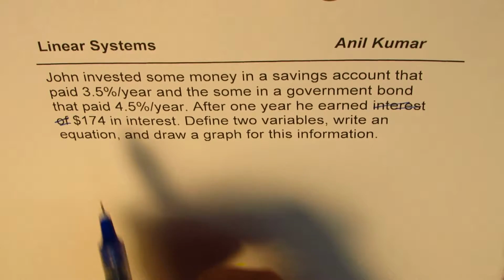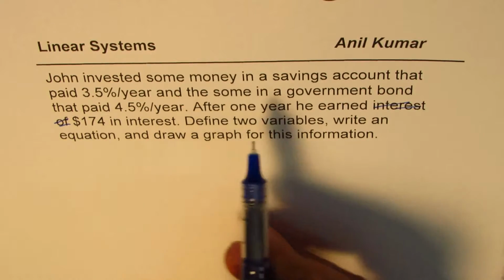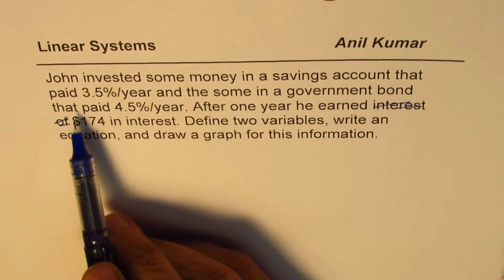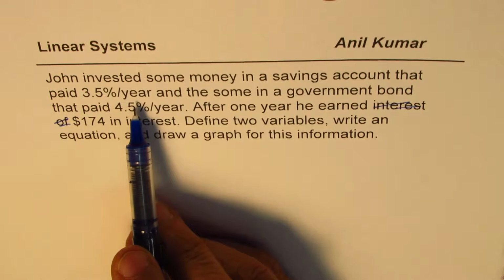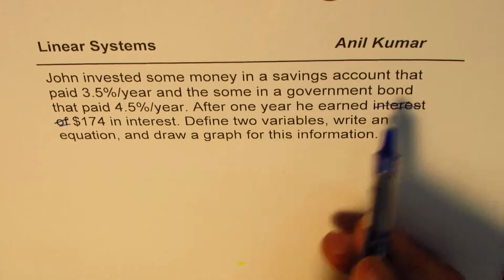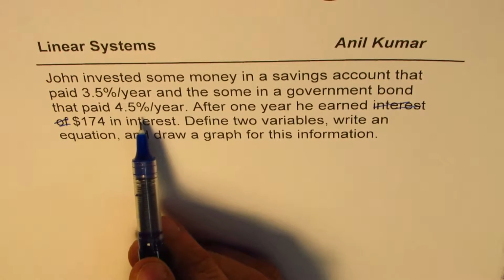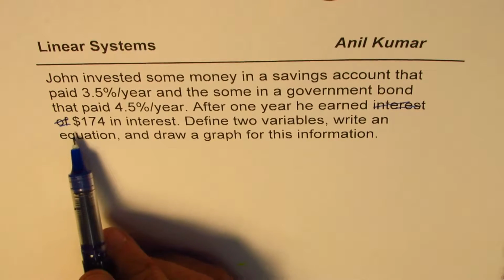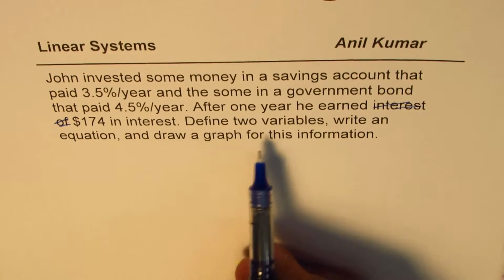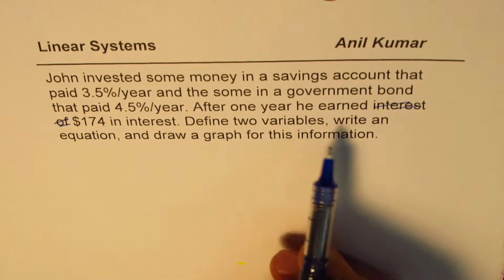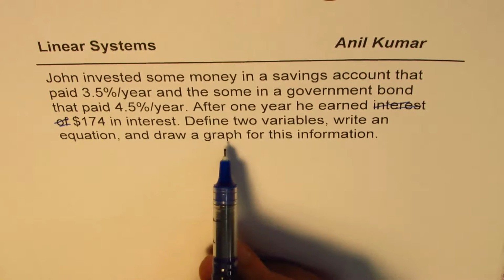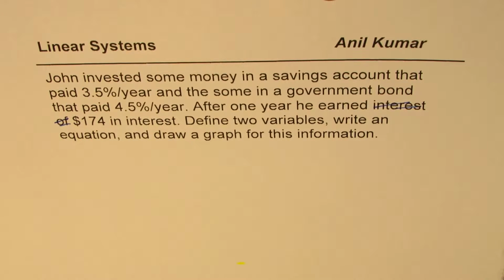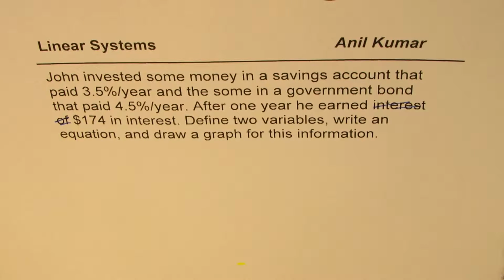The question here is, John invested some money in a savings account that paid 3.5% per year and some in a government bond that paid 4.5% per year. After 1 year, he earned $174 in interest. Define two variables, write an equation, and draw a graph for this information. So that's the question for you. You can always pause the video, answer the question, and then look into my suggestions.